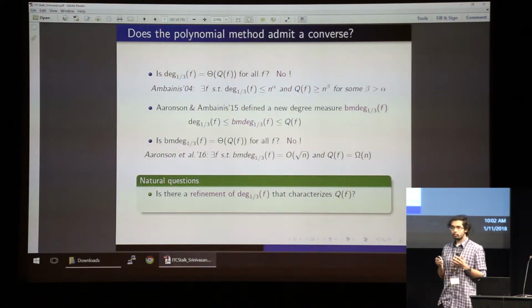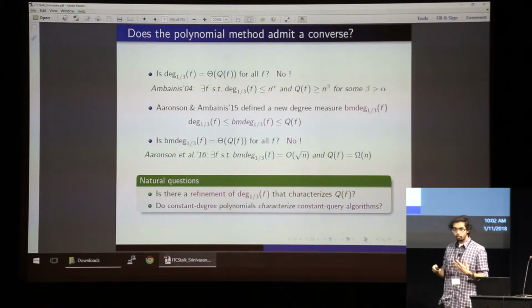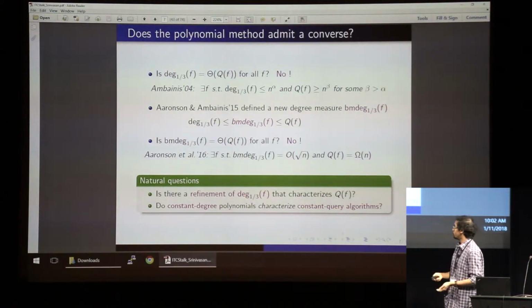Is there a refinement of approximate degree that characterizes quantum query complexity? And the second one is, most of these separations were for polynomials which are of non-constant degree. But let's just say we look at degree 2 or degree 4 polynomials. Can you get quantum algorithms from them?